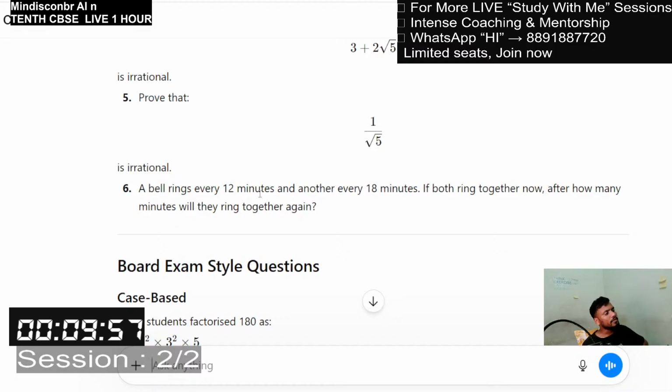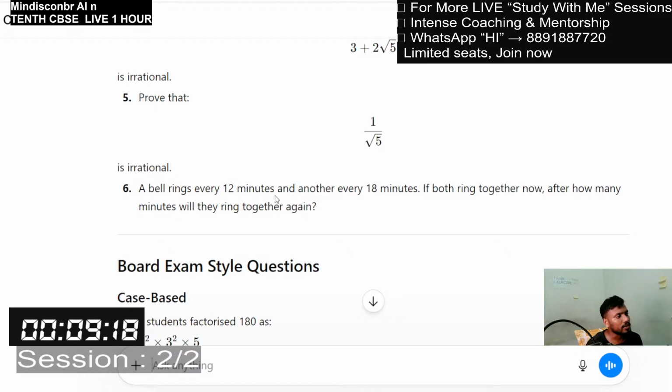A bell rings every 12 minutes and another every 18 minutes. If both ring together now, after how many minutes will they ring together again? Here you have to find LCM. It's the same type of question that you have to do in our exercise. Like one person starts to go around a circular field, where one will take 12 minutes, another will take 14 minutes. Similar type of question we have done in our exercise. It's the same model of the question.